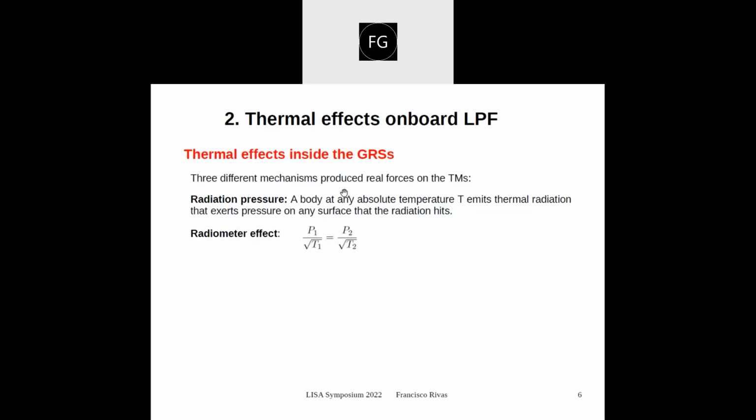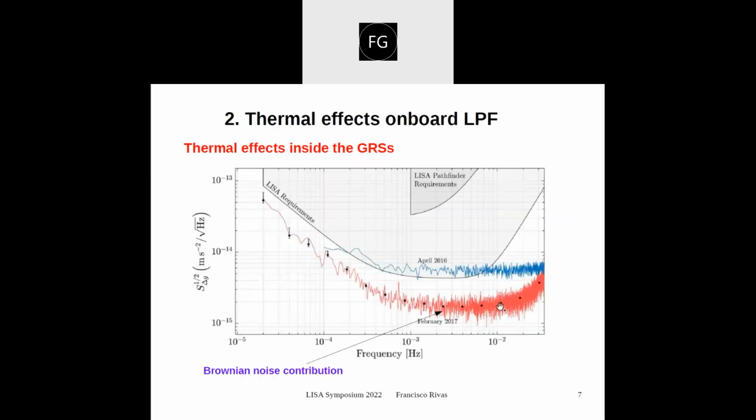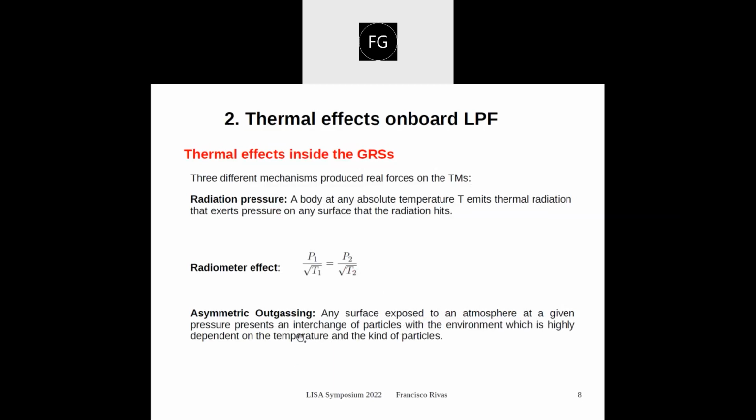Regarding the former, thermal effects that produce real forces on the test masses, we have three main mechanisms that occur within the GRS, the gravitational reference sensor, and that generate real forces on the test masses. Radiation pressure effect, this one, radiometer effect, which is related to Brownian noise and is the dominant effect in the flat part of the residual acceleration spectrum, around 1 millihertz. Okay, here is the dominant effect for this flat part of the spectrum. And finally, asymmetric outgassing.